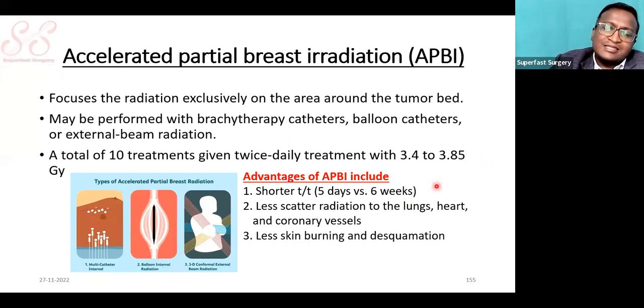3.4 to 3.8 gray. So the advantage of this modality is that the treatment is short, only 5 days compared to 5 to 6 weeks of external beam radiation therapy to the whole breast. There is less scattered radiation as we are giving it to a localized area. So the organs at risk, that is lungs, heart, and coronary vessels, are less at risk of radiation toxicity. And there is less skin burning and desquamation as we are giving targeted radiation delivery. So this has led to the development of accelerated partial breast radiation.